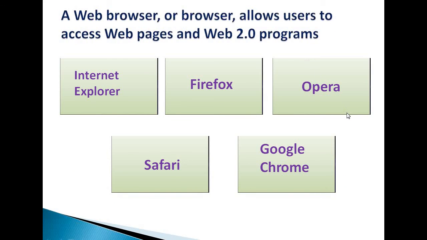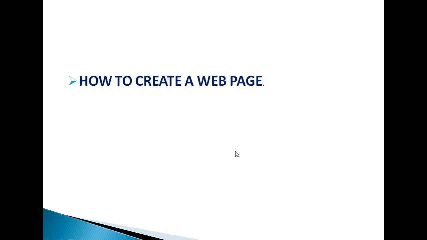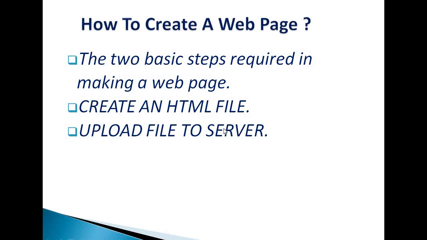These are the web browsers which allow users to access web pages or web programs. So here are the steps of how a web browser displays the home page. These are the 4 steps. And how to create a web page? Here are the 2 ways: creating an HTML file and uploading the file to the server. So this slide shows the answer to your third question.